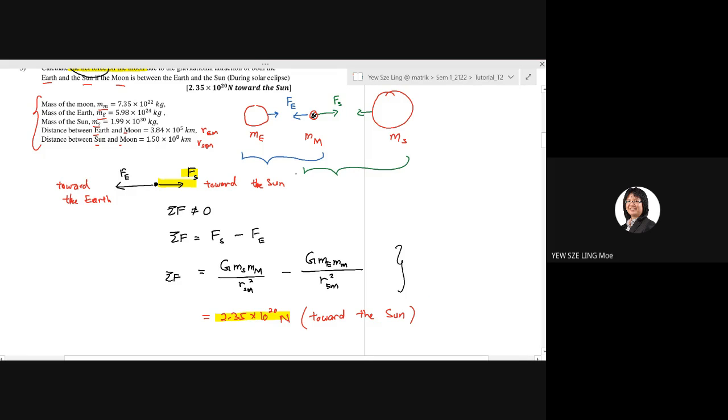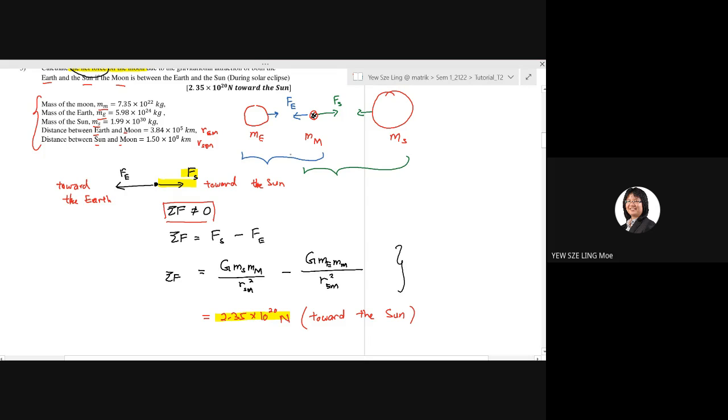So this question is very simple if you understand the difference between this question and the previous question. The previous question tells you net force is equal to 0. This question asks you to calculate net force. When it asks you to calculate, what does it mean? It means net force is not equal to 0. It has a value, and now the value is equal to 2.359 × 10 to the power of 20.